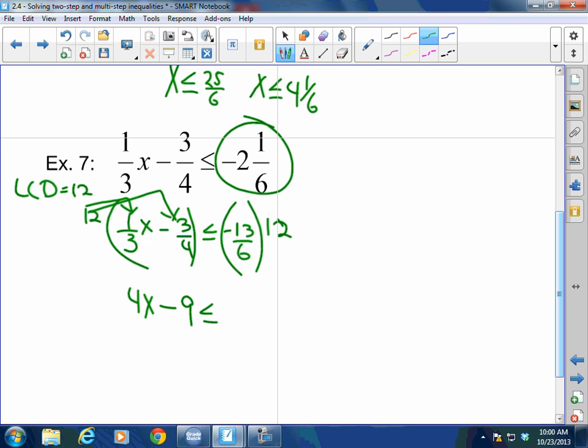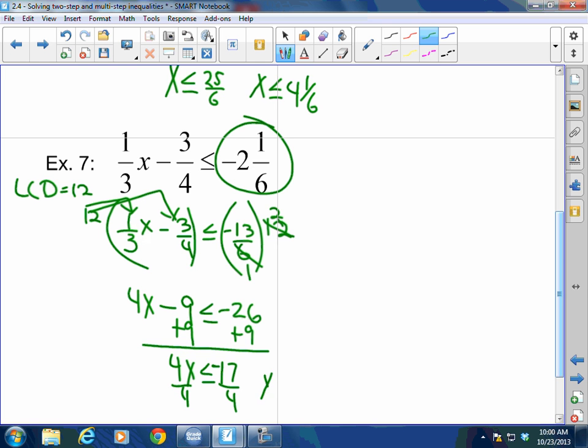Okay, here, let's not multiply, let's cross divide. 6 goes into 6 one time, 6 goes into 12 two times, so I got negative 26. Now I add my 9 to both sides. 4x is less than or equal to negative 17, right? Yep, negative 17 divided by 4. X is less than or equal to negative 17 fourths. X is less than or equal to negative 4 and 1/4.